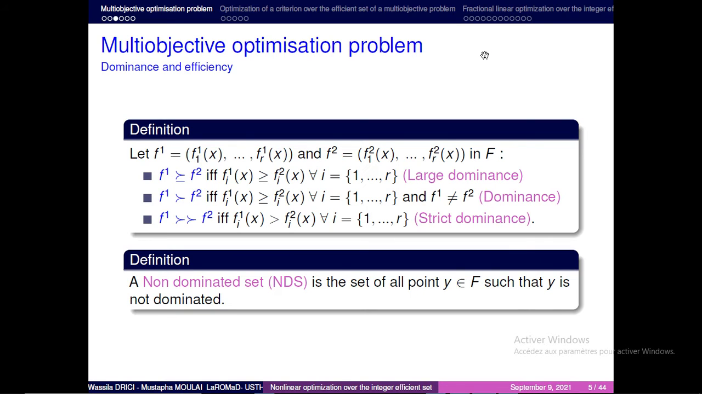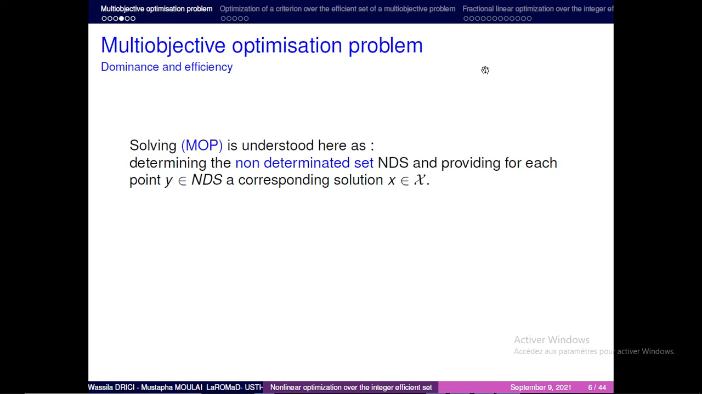A non-dominated set, noted SND, is the set of all points Y in objective space F such that Y is not dominated. What does it mean to solve a multi-objective problem? It is to determine the non-dominated set and provide for each point the solution X which corresponds to it. These solutions are called efficient solutions.